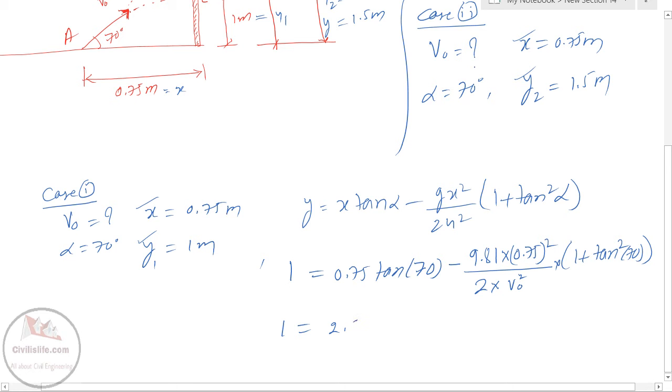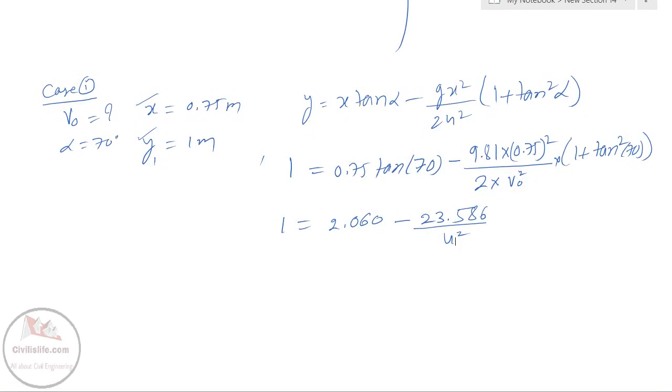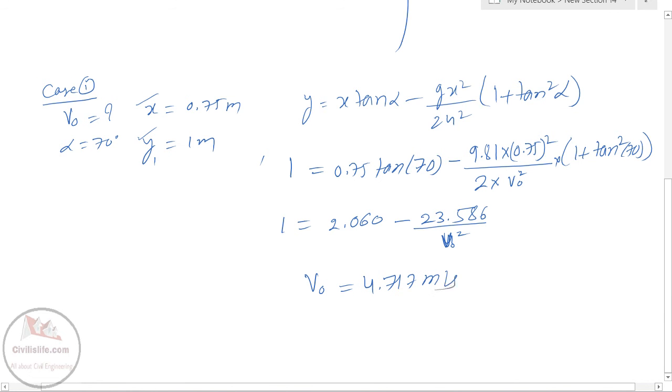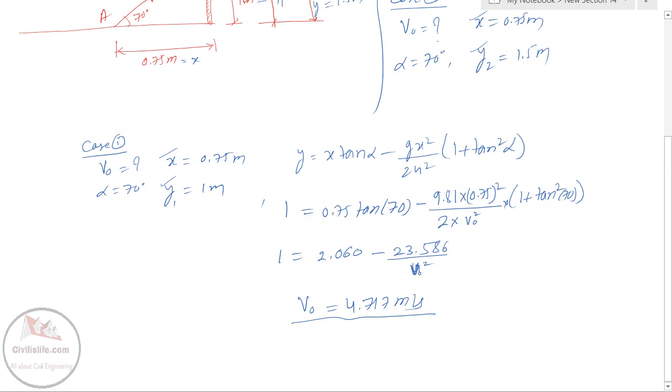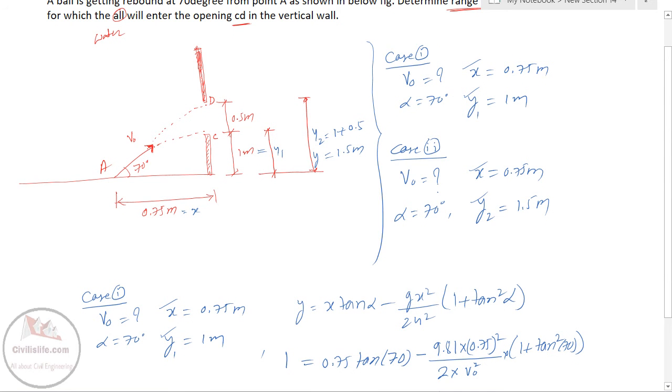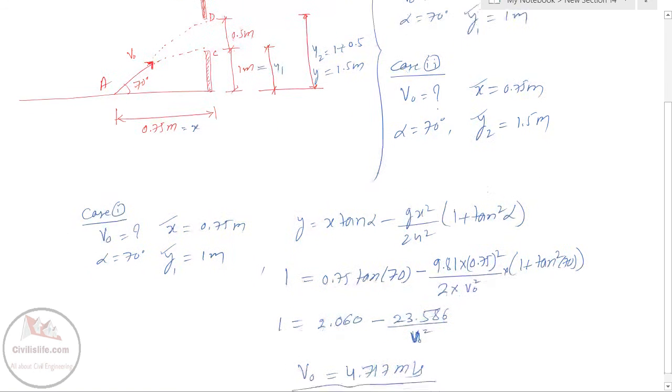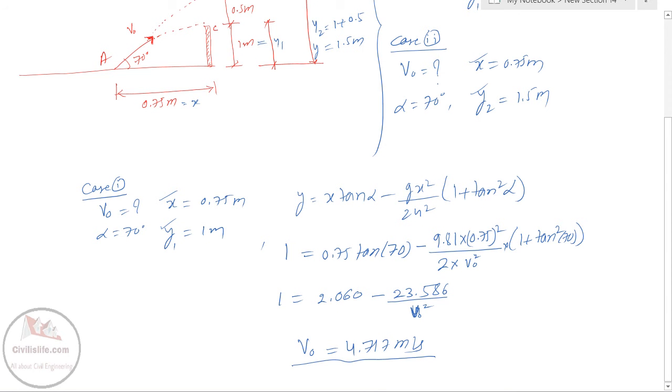1 is equal to 2.060 minus 23.586 upon v naught square. Sorry, it is v naught square, and on solving this one, we get v naught as 4.717 meter per second. So if we wish to enter this water jet through point C, the velocity should be 4.717.